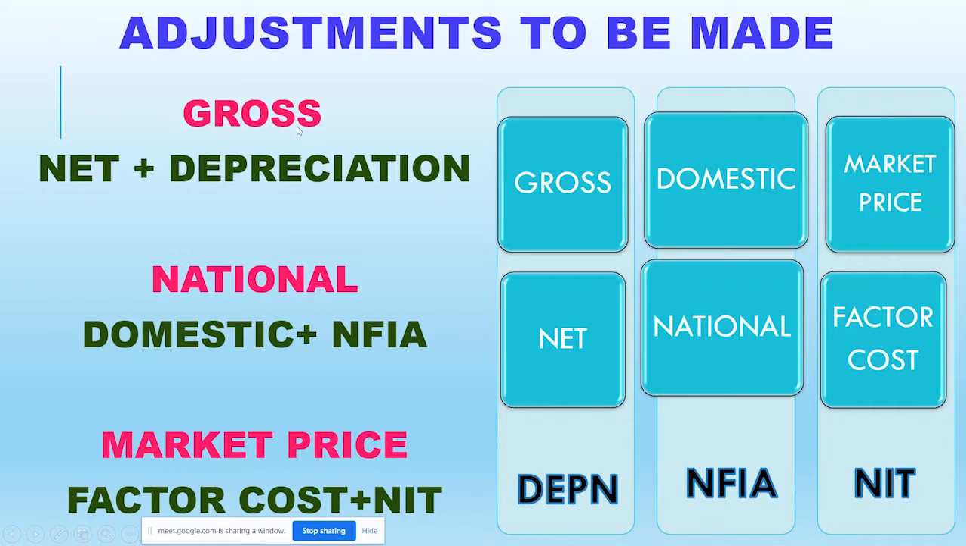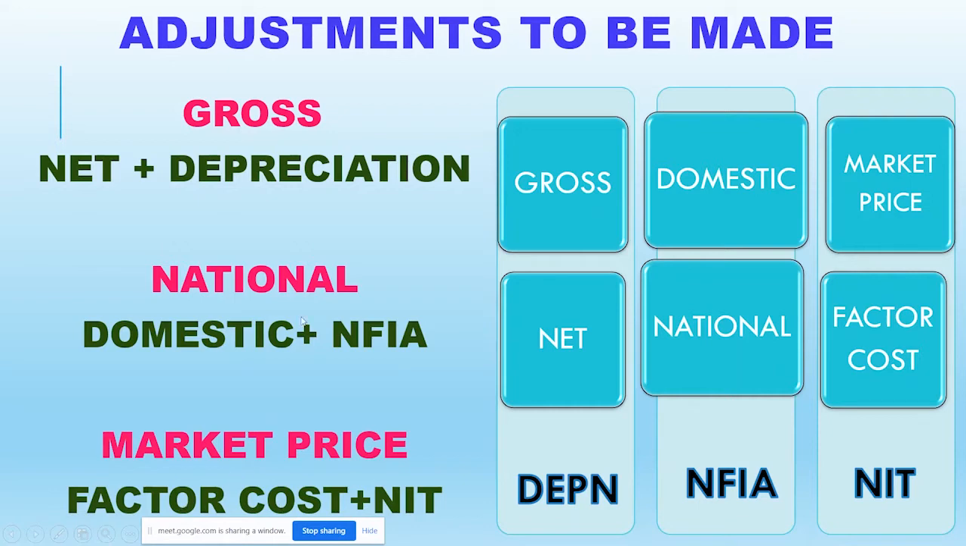So here you see, if you want to find out the gross term, you will add net and depreciation. That is, gross is equal to net plus depreciation. And if they are giving you net and they are telling you to find gross, you have to add depreciation. And if they are giving you gross term and they are asking you to find out net term, you have to subtract depreciation. Yes. And here national is equal to domestic plus NFIA. Okay. That is, if they are giving you domestic and they are asking you to find out national, you have to add NFIA to it. NFIA means net factor income from abroad. It is nothing but the difference between factor income from abroad and factor income to abroad.